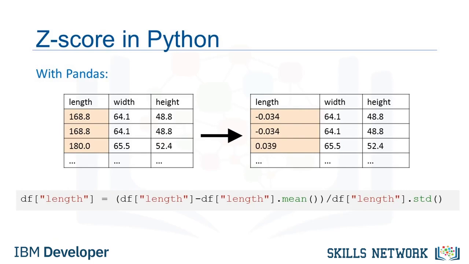Here, we apply the mean and STD method on the length feature. Mean method will return the average value of the feature in the data set, and STD method will return the standard deviation of the features in the data set.